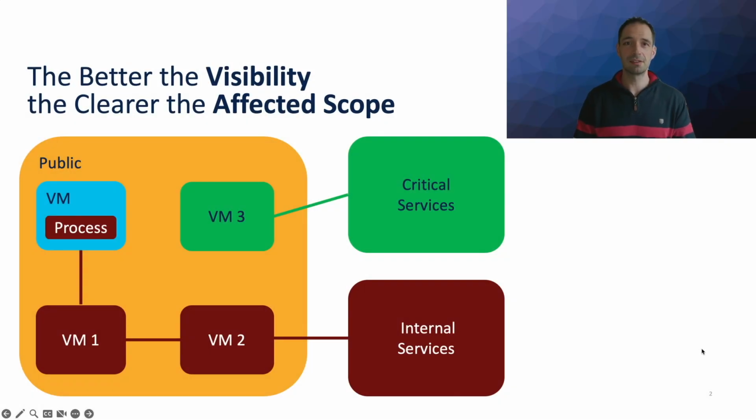Visibility is key to understand the scope of a security incident. In this case, for example, we have two types of services. We have critical services, that are, for example, core banking apps, and we have internal services that could be intranet, right? And here we see a security breach starting on a virtual machine with a process that was exposed to the general public. This process talked to one virtual machine, which again talked to another virtual machine, which eventually affected an internal service. So we know the potential affected scope is limited to the internal services and the critical services were not affected. This is a clear message for management.